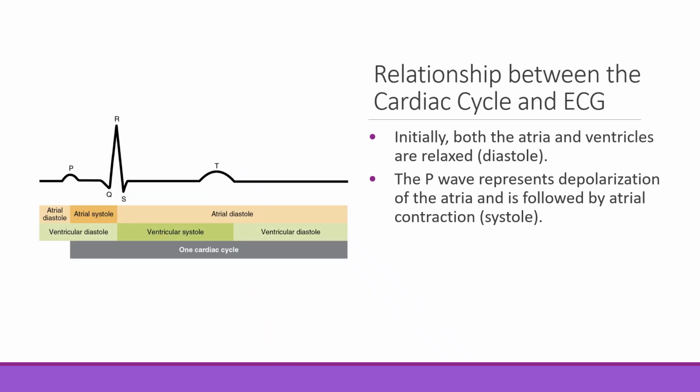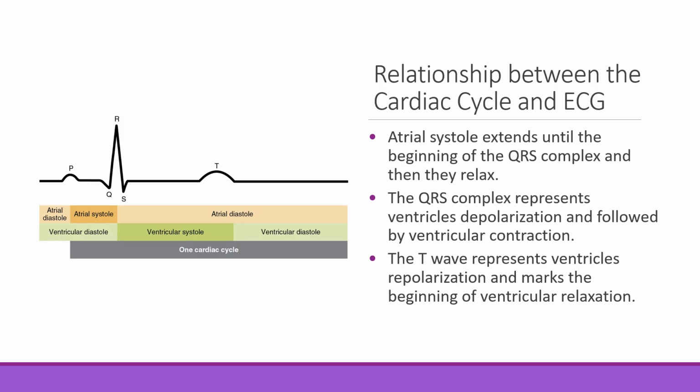So I really like this picture. This is representing the relationship between the cardiac cycle, which is down at the bottom, and an EKG, which is the squiggly line you see at the top. So you can look at that. You can see that initially both the atria and the ventricles are relaxed, which means they're in diastole. Then we have the P wave, which represents the depolarization of the atria, which is going to lead to the atrial contraction in systole.